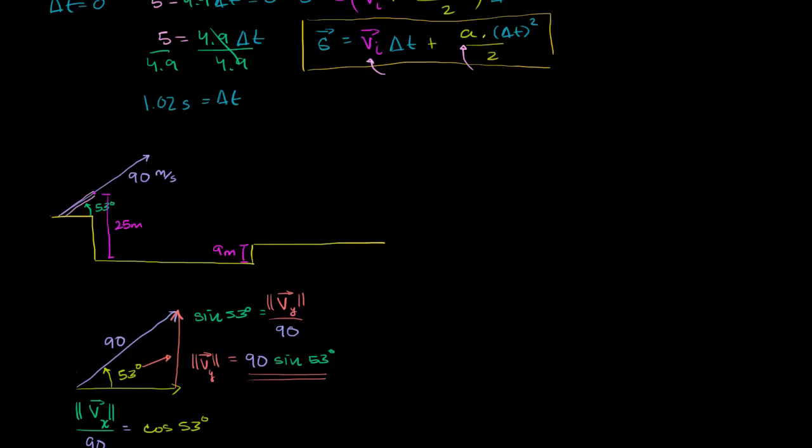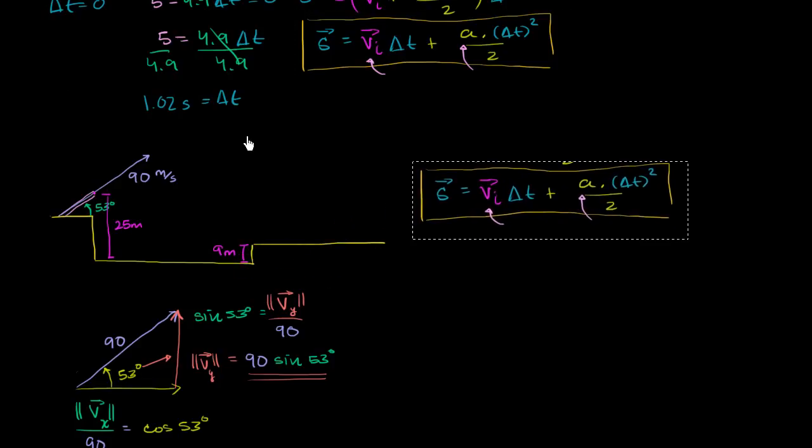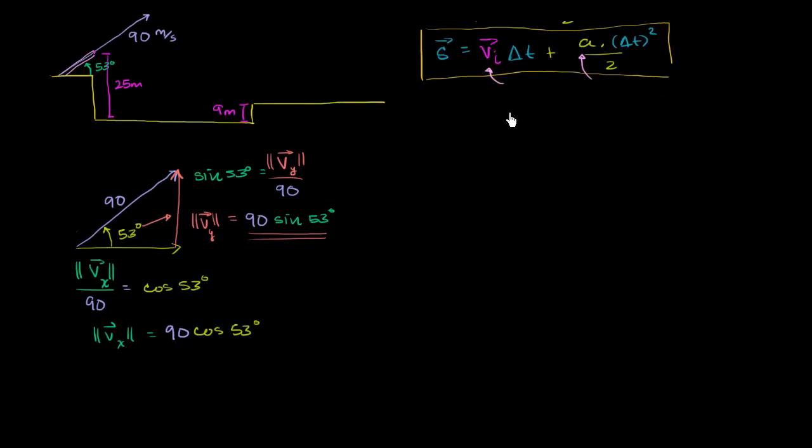That the displacement, let me just copy and paste this a little bit lower so we can use it. So I'll stick it right over here. So we could use this. We know that the displacement is equal to the initial velocity, and we're dealing with the vertical direction right here, times the change in time, plus the acceleration, times the change in time squared, divided by 2. So how do we use this to figure out how long we're in the air?